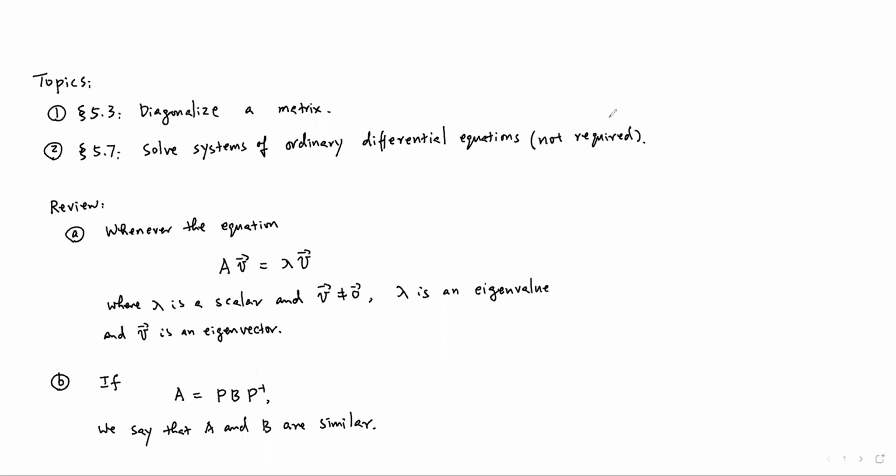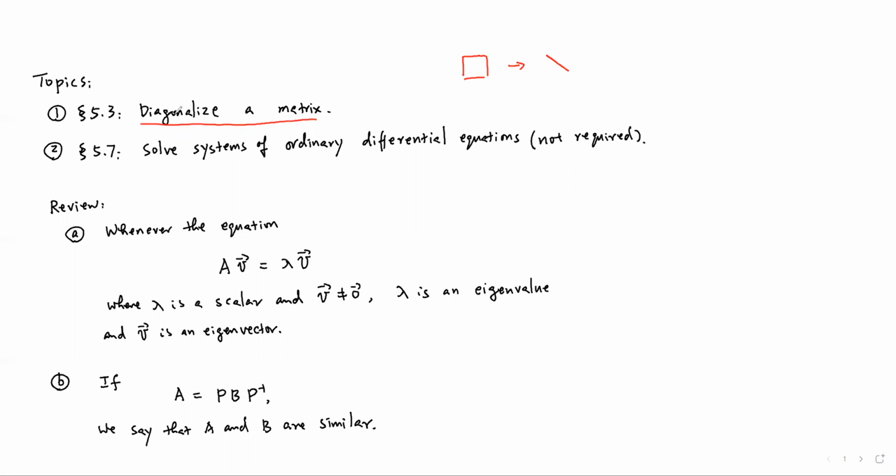Today we have two topics. The first topic, diagonalize a matrix. This is a way to simplify a matrix, to make a square matrix into a diagonal matrix. How to diagonalize a matrix? We need to use eigenvalues and eigenvectors.